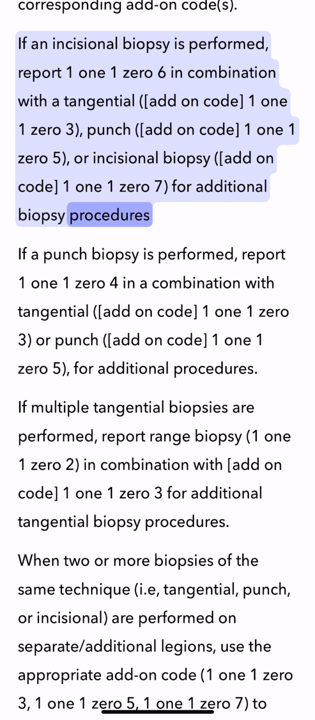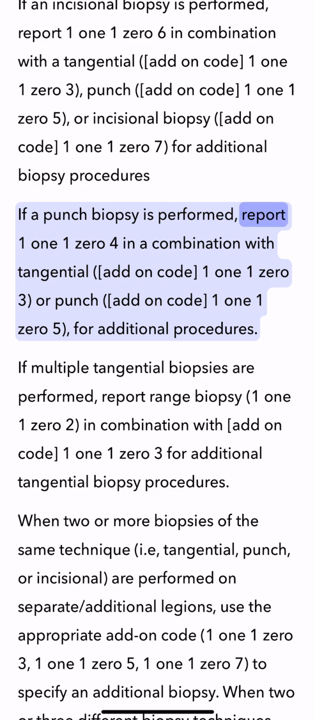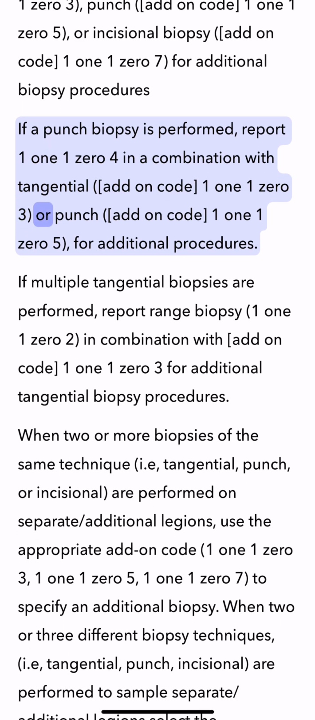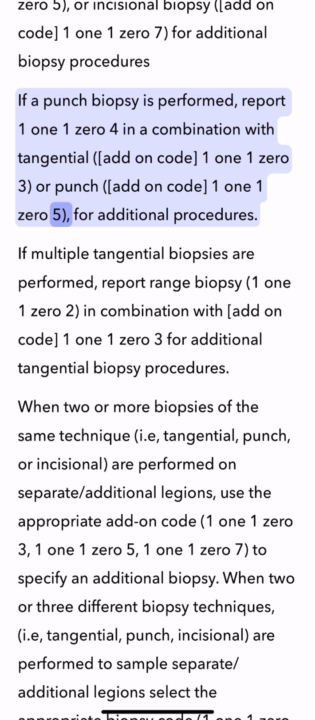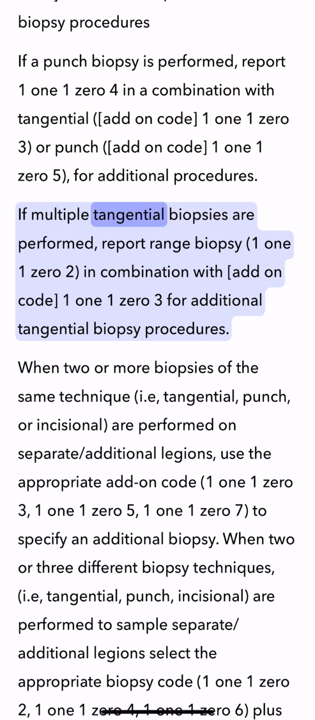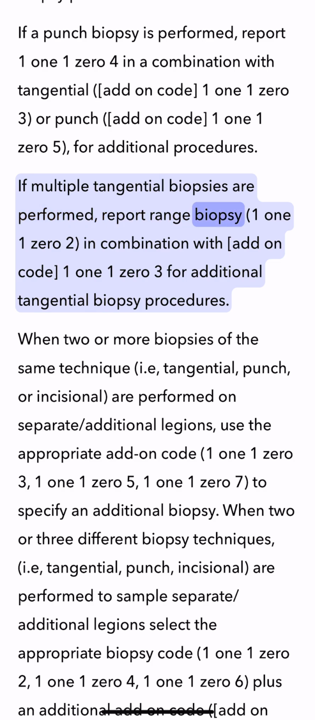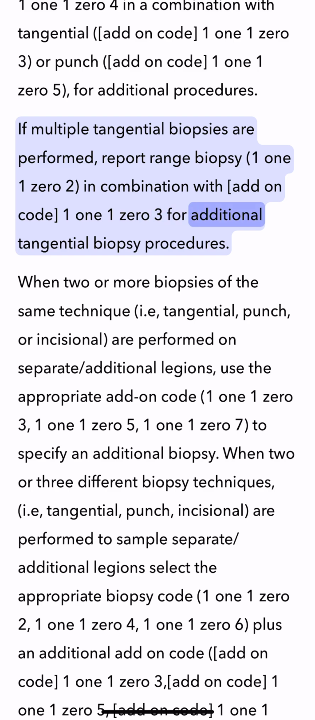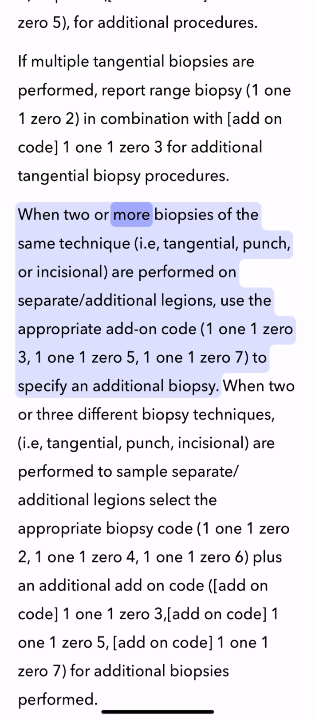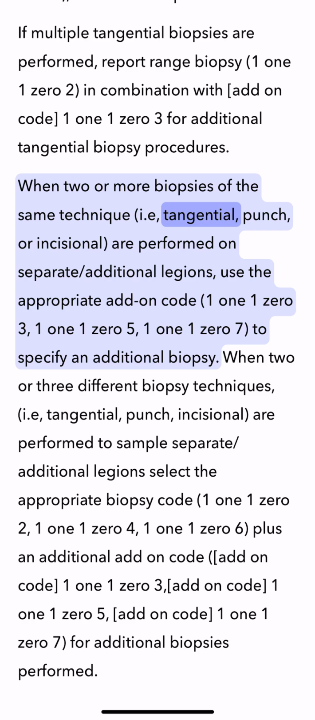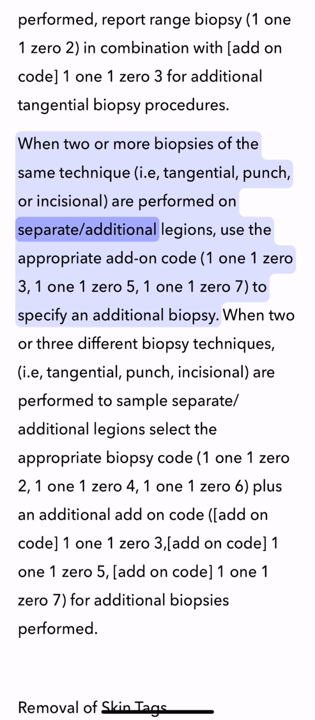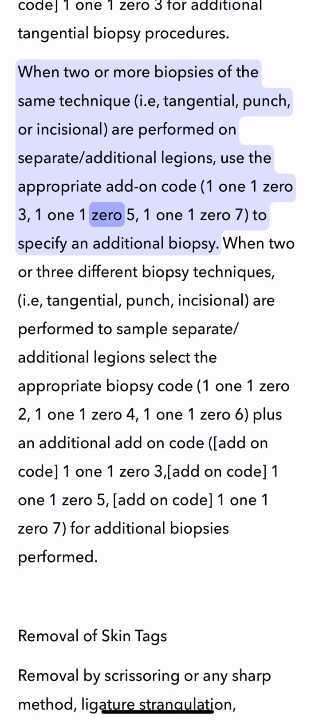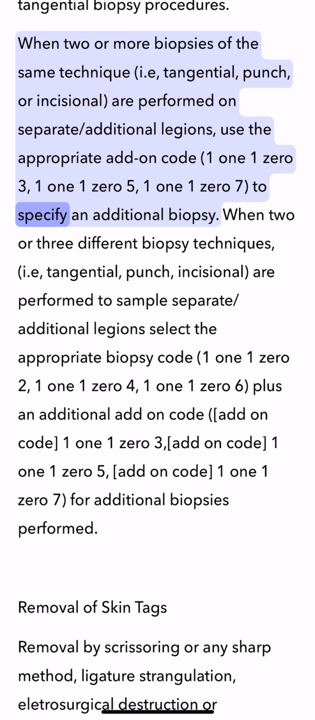For additional biopsy procedures, if a punch biopsy is performed, report 11104 in combination with tangential add-on code 11103 or punch add-on code 11105. For additional procedures, if multiple tangential biopsies are performed, report primary biopsy 11102 in combination with add-on code 11103 for additional tangential biopsy procedures. When two or more biopsies of the same technique, that is, tangential, punch, or incisional, are performed on separate additional lesions, use the appropriate add-on code, 11103, 11105, or 11107, to specify an additional biopsy.